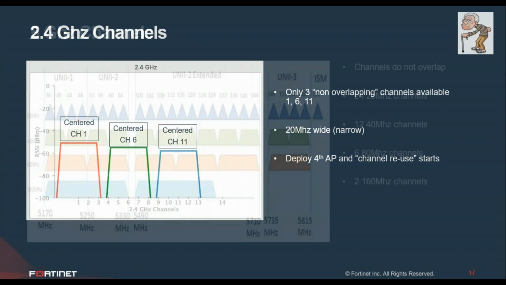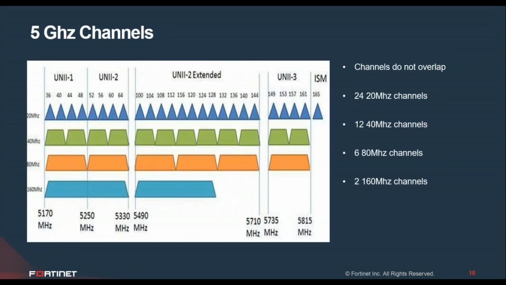This problem goes away with 5 gigahertz, and that's why 5 gigahertz is the spectrum and the network that we want to design our network for and where we're going to gain performance. What you see here on the top is all the individual 20 megahertz channels that are available in 5 gigahertz. So I have about 24 different 20 megahertz channels that don't overlap. So I could deploy 20 access points in a warehouse or in a convention center, each on a different channel, before I have to reuse any of those channels.